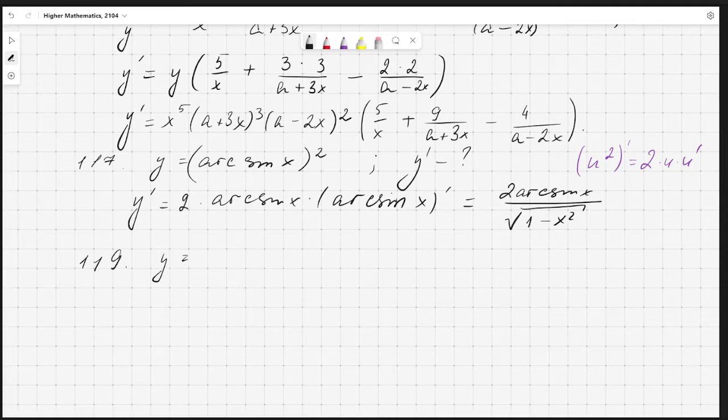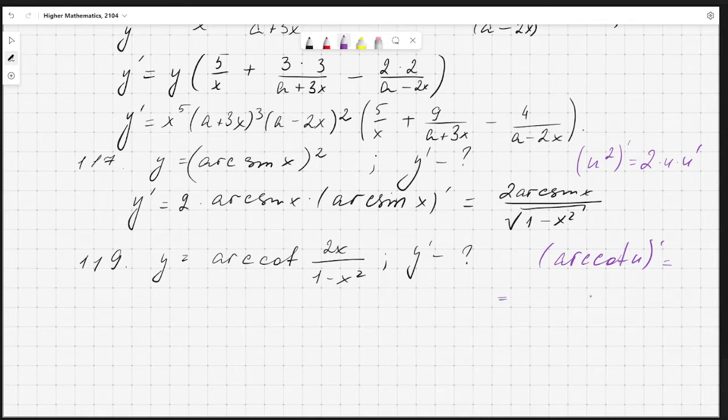Y is arctangent of 2x over 1 minus x squared. Must find y prime. We know that derivative of arctangent is 1 over 1 plus u squared times u prime.